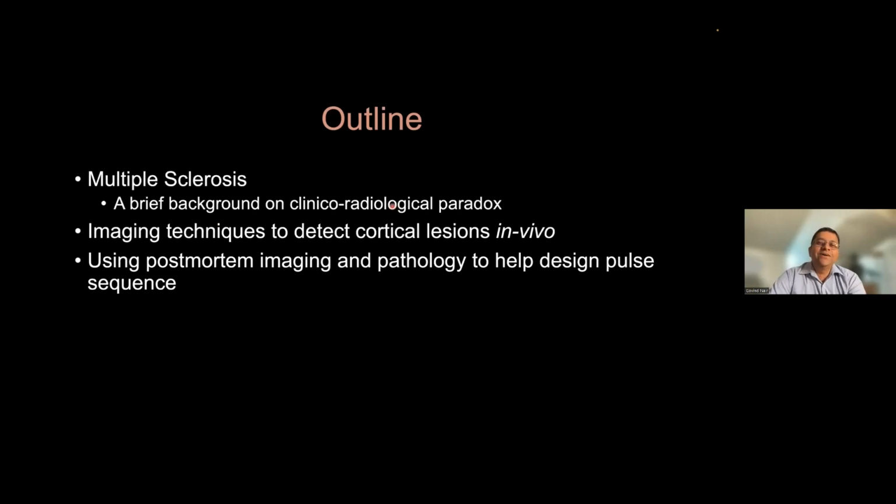As an outline, I'm going to talk mainly about cortical lesions and how they have been detected in the past, and how we have used postmortem imaging and pathology to help design a new pulse sequence that can image them better. But I'll start with some brief introduction about multiple sclerosis.